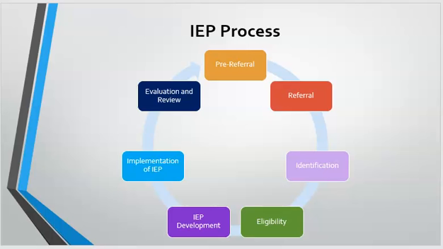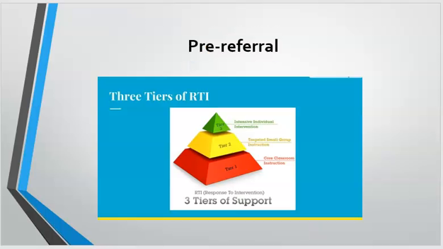I will present the IEP process in two parts. The first part will cover pre-referral, referral, identification, and eligibility. And the second part will be the IEP development, implementation of IEP, and evaluation and reviews. Let's start with pre-referral.